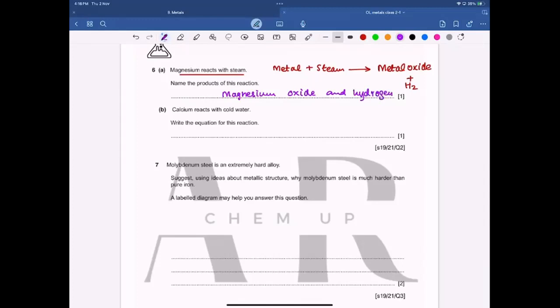Now in the next part, see what they ask. When calcium reacts with cold water, write the equation for this reaction. So what are the products when calcium, which is also a metal, reacts with water? Not metal oxide. It's cold water, and with steam we get metal oxide. Look at the reaction with cold water. When a metal reacts with cold water, what are the products?